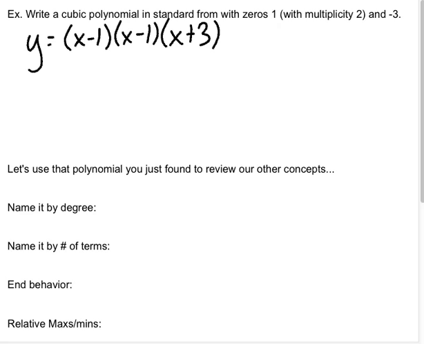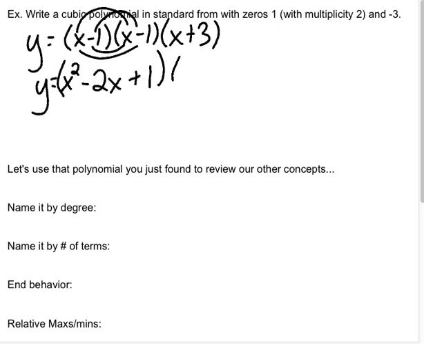Alright, so here now I have to FOIL this out again. So, let's start this side. There's no convenient FOILing. I'm really just going to have to go through and do it. x squared, negative 1x minus another x, so negative 2x, and a positive 1. So I FOIL out that first one, and now I have to FOIL this again.